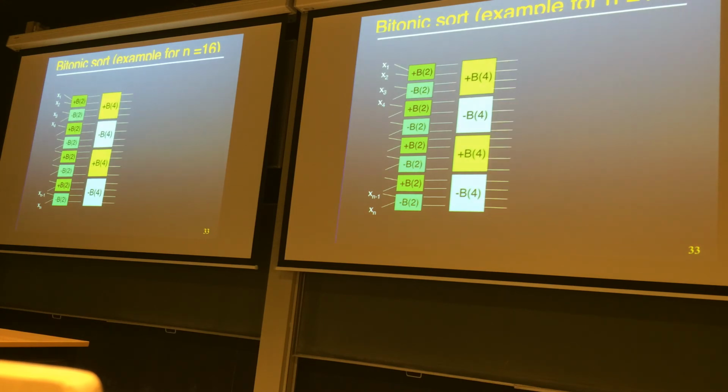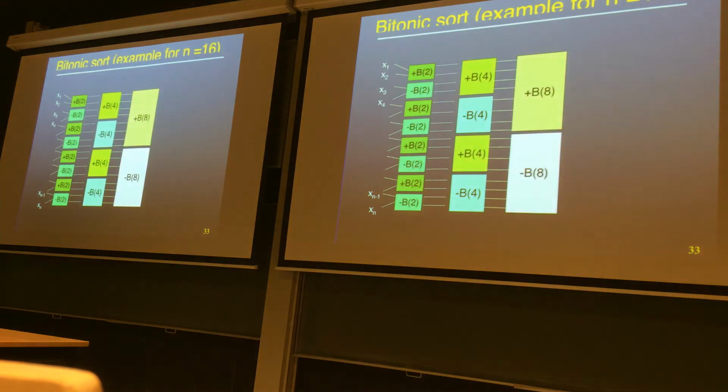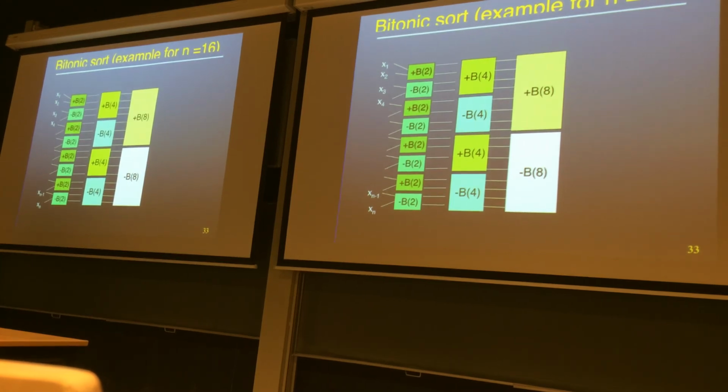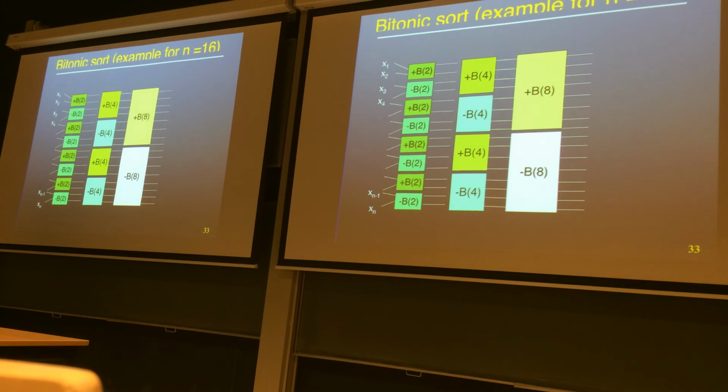The output now, of course, is in total a bitonic sequence of length 8. You feed it to a B8 plus network, and this one to a B8 minus network. The result will be a bitonic sequence of length 16. And this is a transformation of an arbitrary input vector to a bitonic vector of length 16.